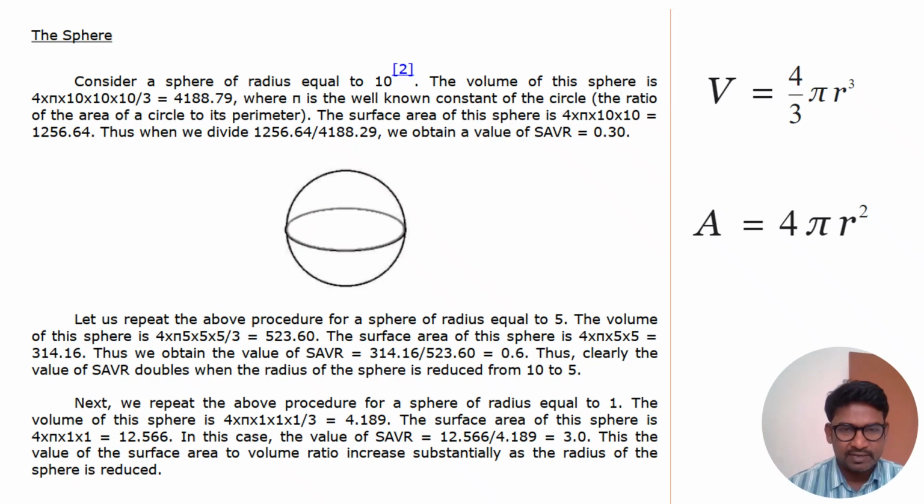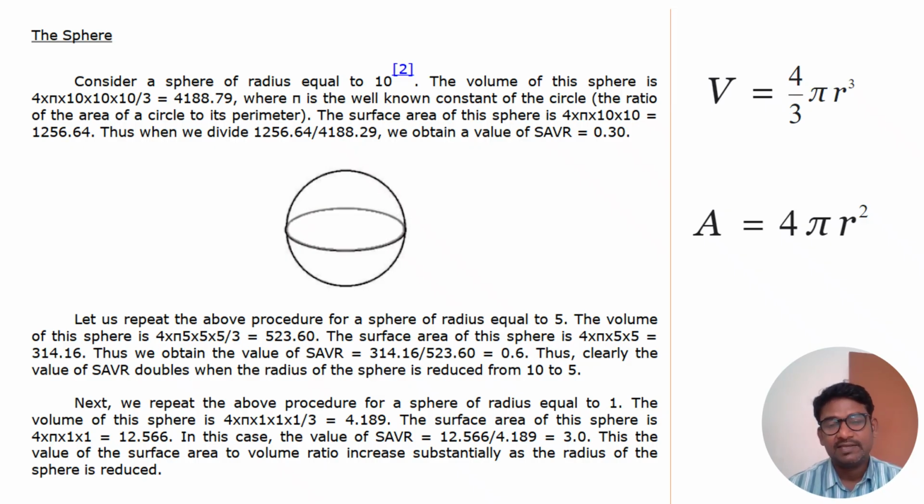Let us repeat this procedure for a sphere of radius equal to 5. In case 1 it was assumed 10, in case 2 it is 5. Now we have to calculate the volume and area, then only we will be able to calculate the surface area to volume ratio, isn't it? The volume formula is again 4/3 π r³, and the area formula is 4π r². Now substitute 5 here, and the answer is going to be 0.6.